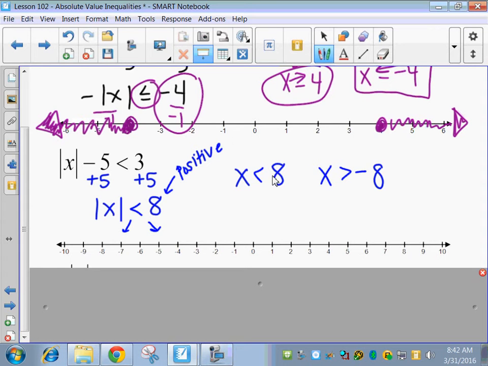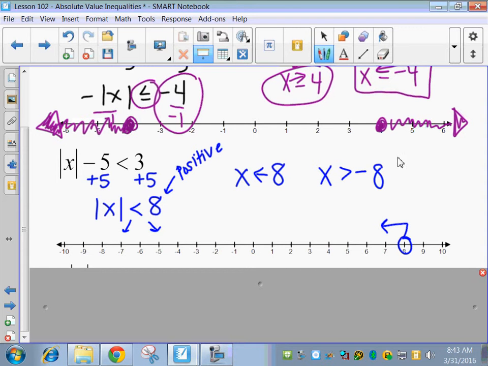So Isaac, open or closed circle on 8? Good. No line underneath, so open circle. Okay, this says less than. And so Bethany, which way do I shade? Good. We're going to shade left. Don't shade all the way yet.